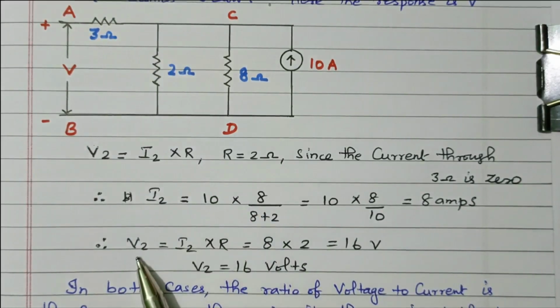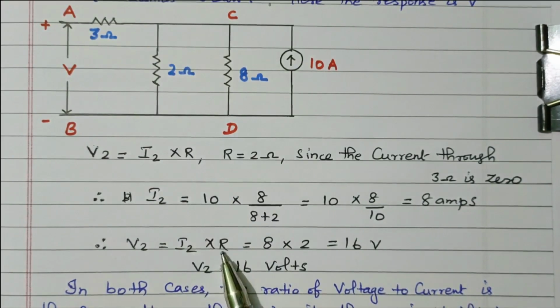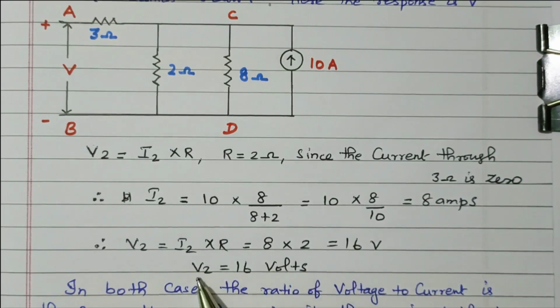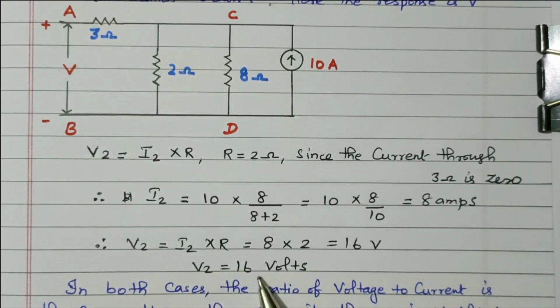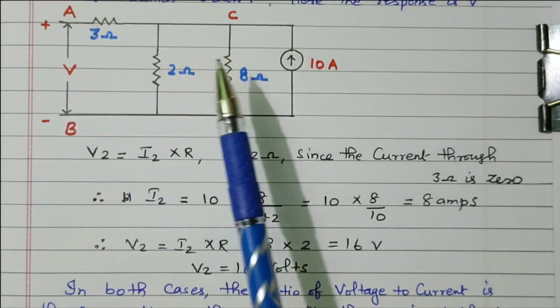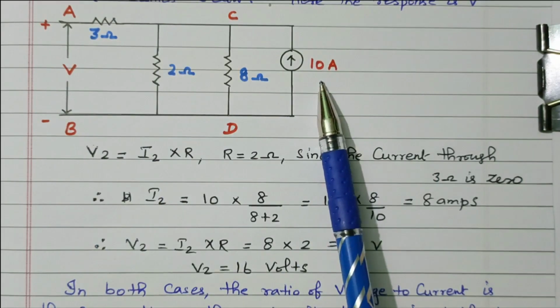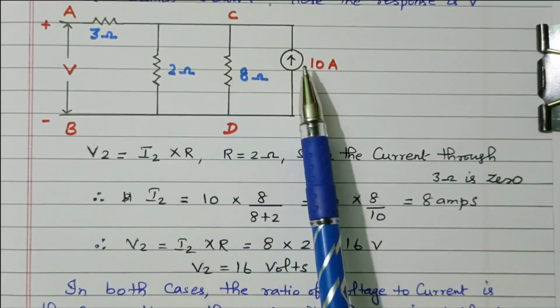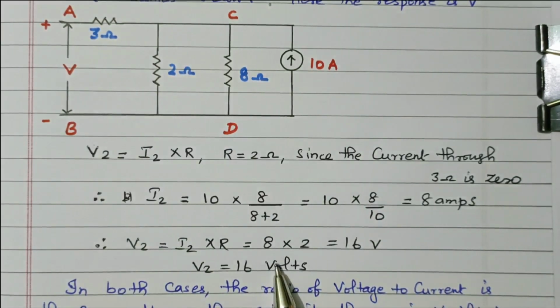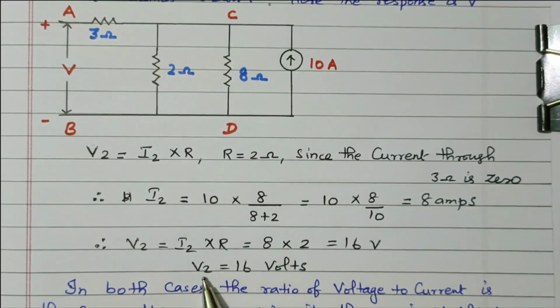So the voltage V2 equals I2 into R. I2 value is 8, what we calculated, into 2, 16 volt, right? So V2 is 16 volt. The same value we got in step 1, here also in step 2 we got the same value, V2 equals 16 volt. So while transferring the current source from branch 1 to branch 2, the voltage in branch 2 is now reflected in branch 1. That is the 16 volt we got. So now we verified the reciprocity theorem and also we calculated the V2 value.